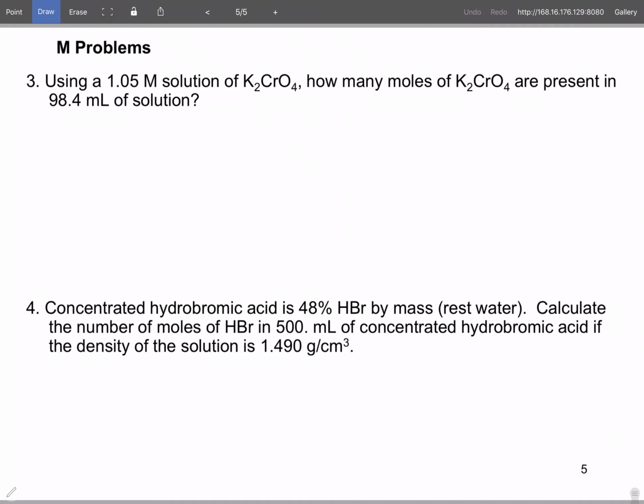Okay? Work another problem here using a 1 molar potassium chromate. How many moles are present? So really the take-home message here is we want moles of potassium chromate. We're going to start with our amount, and our amount is our volume. So I'm going to go ahead and convert it to liters.